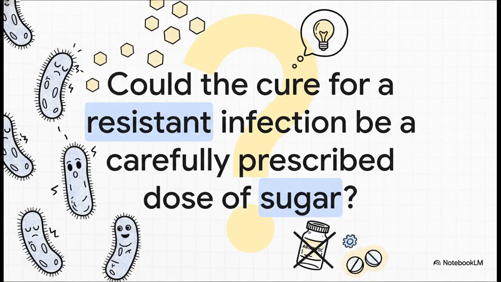And that leaves us with a final, kind of provocative thought to chew on. If dormant bacteria are tolerant to our drugs because their metabolism is shut down, could the future of treatment involve intentionally waking them up? Just think about it. Could the cure for a resistant infection actually be a carefully prescribed dose of sugar, used to jumpstart their metabolism and make them vulnerable to our antibiotics once again? It's something to think about.